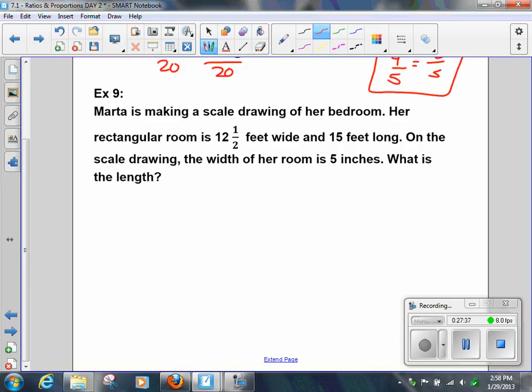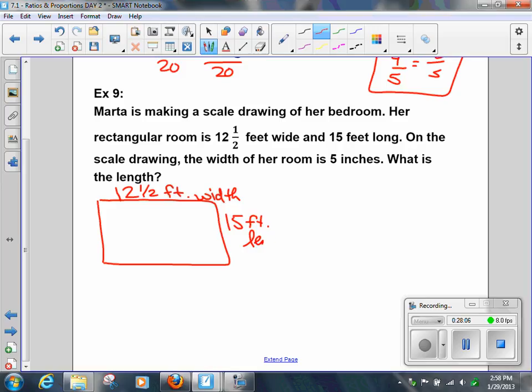What about this? Marta is making a scale drawing of her bedroom. Her rectangular room, draw it. 12.5 feet wide. I know my picture doesn't match, and I don't care, because as long as I have width and length labeled on my picture, that's fine.